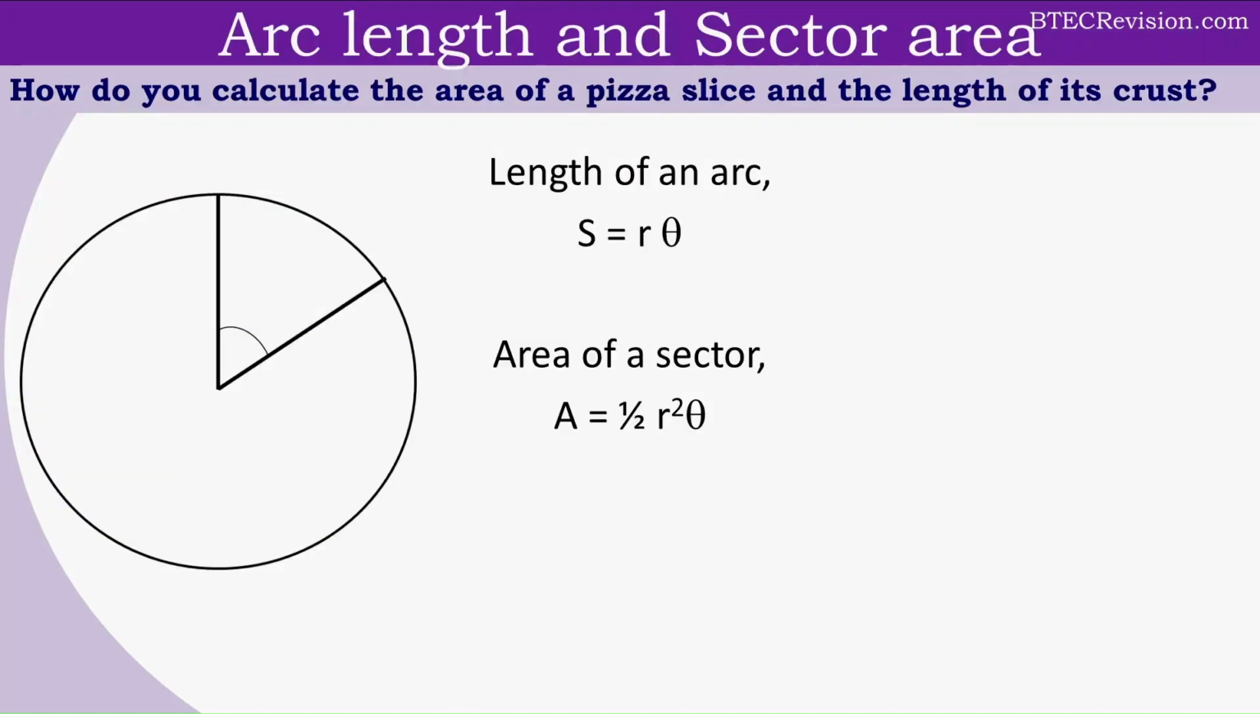Have you ever thought about calculating the area of a pizza slice to see if you've got a fair share or the length of the pizza's crust? This shape over here is called a sector. And this is the angle that is created. And to calculate the area of this sector, we would have to use this equation. The area of a sector is equal to a half multiplied by the radius squared multiplied by the angle, which has to be measured in radians. The unit of the area is going to be meters squared.